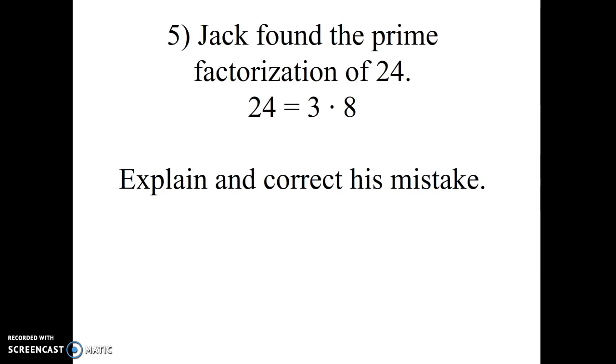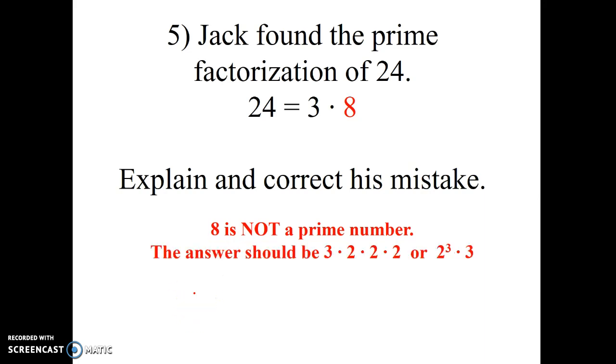What if Jack found the prime factorization of 24 and said it was 3 times 8? He made a mistake. Take a minute, explain and correct his mistake. Okay, let's see how you did. You should have noticed that 8 is not a prime number and therefore has to be broken down again. So instead of 8, he should have had 2 to the third, or 2 times 2 times 2.